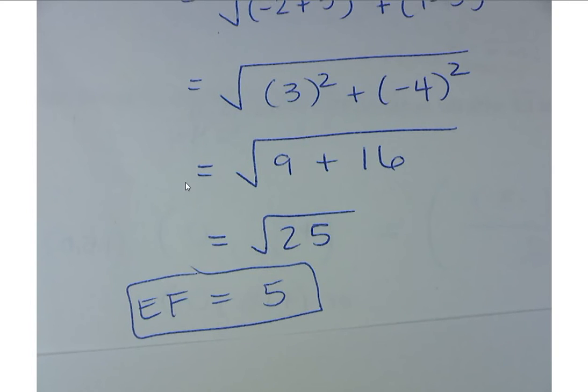Okay, so I'm going to give you some time to find GH, and then we're going to check to see if you did it correctly. 3 minus 1 squared.